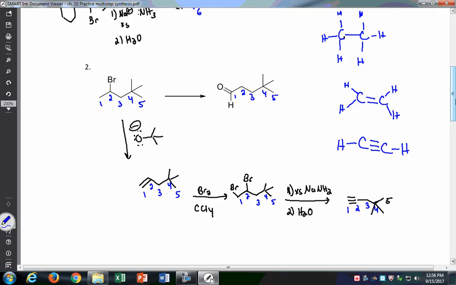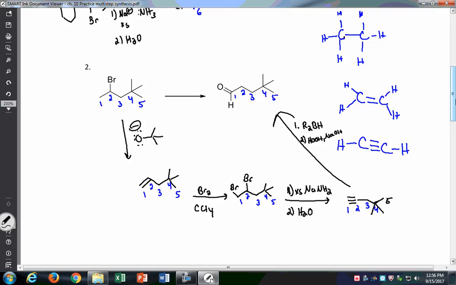Now, I want to do my hydration, but I want my oxygen to add on carbon 1. So which reagents do I need for that? Is this Markovnikov or anti-Markovnikov? It's anti, so which reagents do we use? Our boron. Now we do not just want to use BH3·THF because we get byproducts that way, so we want to use our R2BH followed by our peroxide and sodium hydroxide.